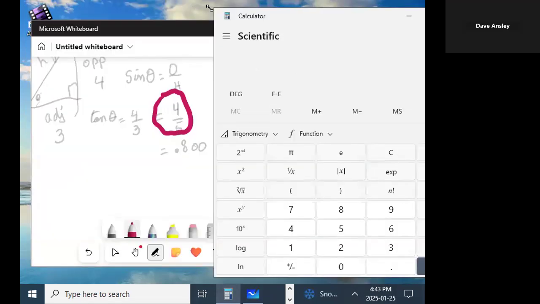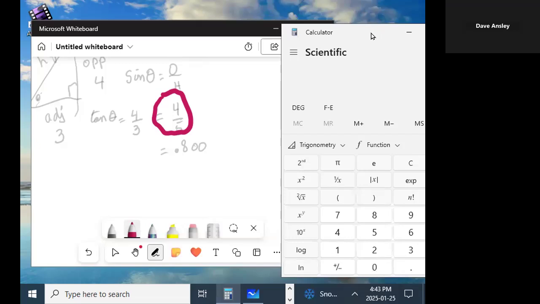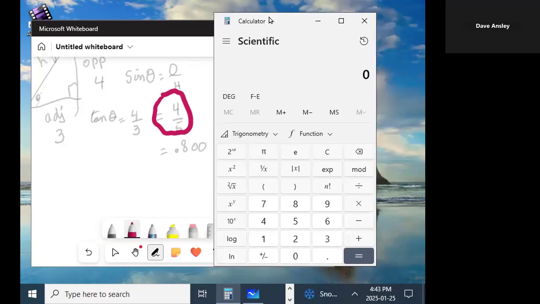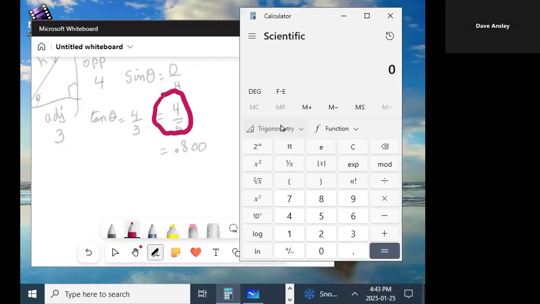So what we're trying to do is find out the angle, okay? Yeah, I've got it. Okay, here's what you would do. If you know that the sine is a certain amount, then you'll probably have some kind of weird button on here. Oh, trigonometry, right on.